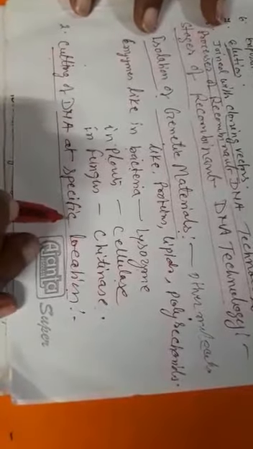Next step, cutting of DNA at specific locations, in which DNA is cut using restriction enzymes. The purified DNA is incubated with the specific restriction enzyme under conditions optimum for the enzyme. Now the process is repeated with vector DNA also.